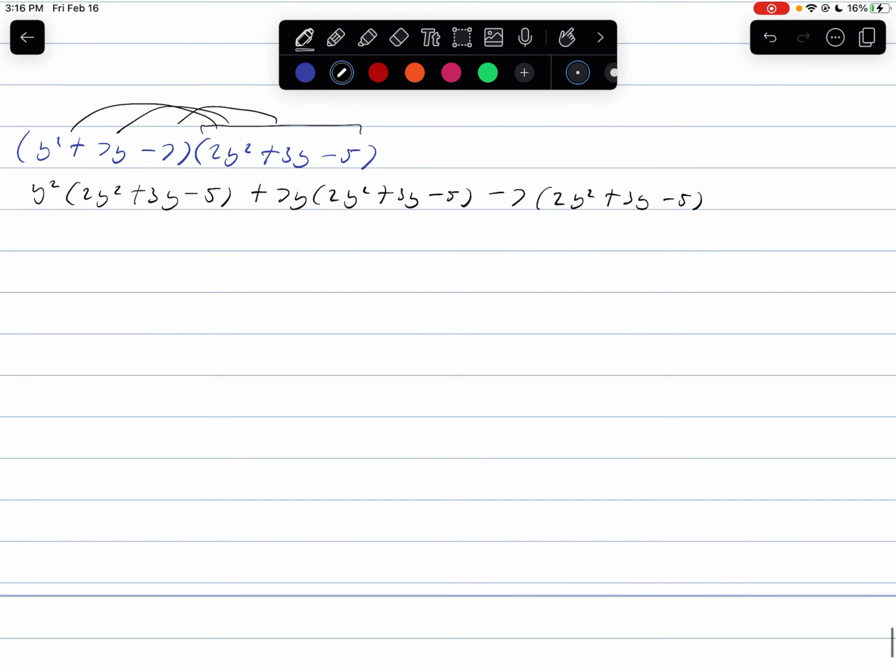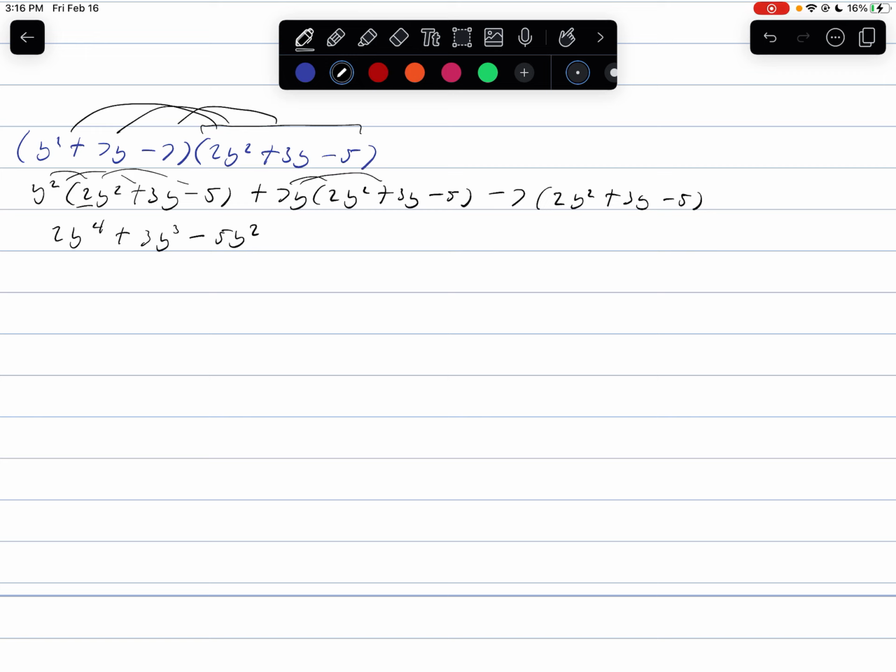Okay? So now we can do distribution again. We have y squared to each of these terms. That's going to give us 4y. I'm sorry, not 4y. That'll be 2y to the fourth. So we have 2 and then y to the fourth, since y squared times y squared gives us y to the fourth. Then we'll have y squared times 3y, which gives us 3y cubed. And then we'll have minus 5y squared.